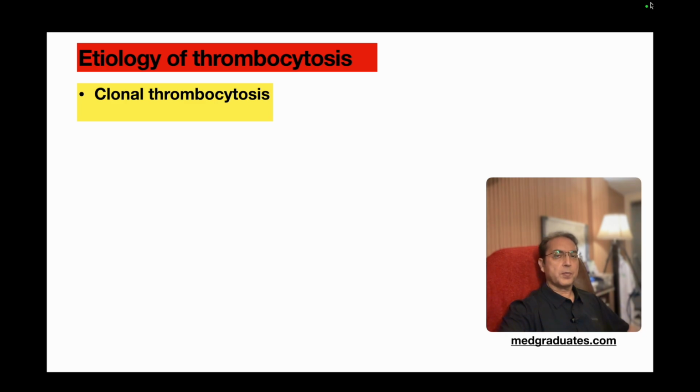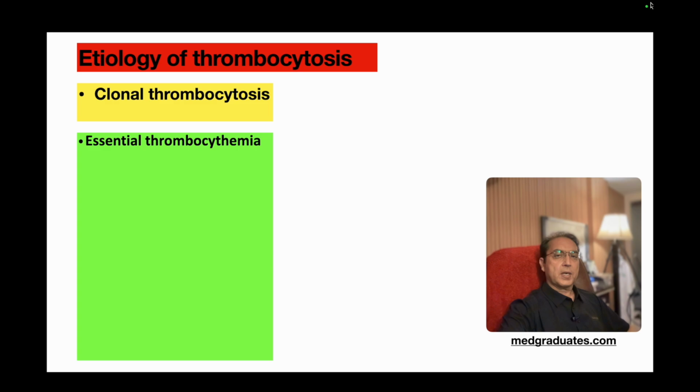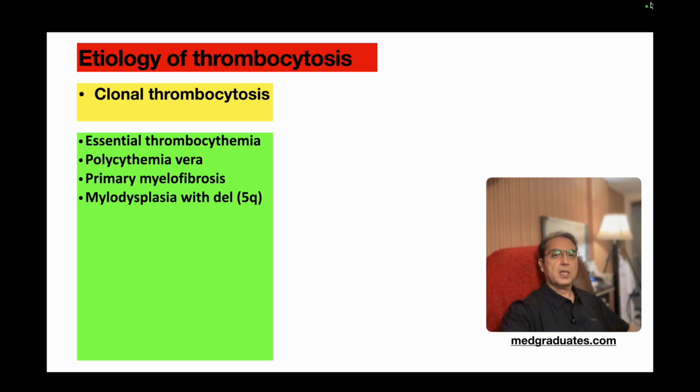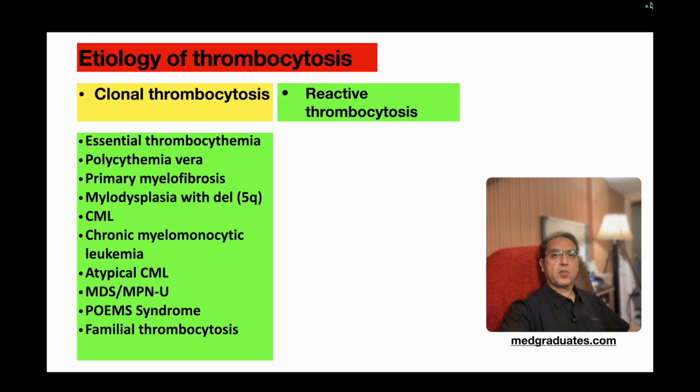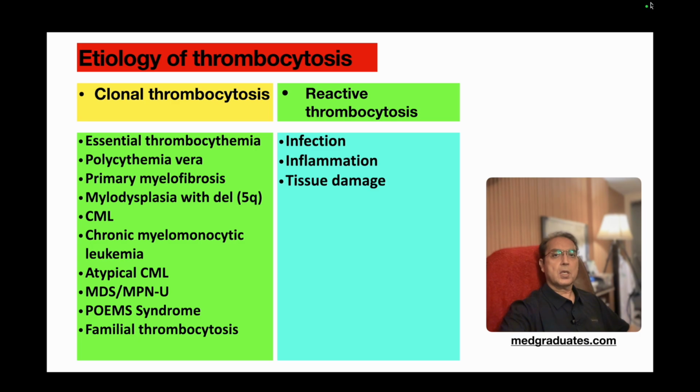This is associated with many conditions. Essential thrombocythemia is the main one. Then you can have this in polycythemia vera, in primary myelofibrosis, myelodysplasia with deletion at the 5q chromosome, chronic myeloid leukemia, chronic myelomonocytic leukemia, atypical chronic myeloid leukemia, myelodysplastic syndrome, myeloproliferative neoplasms, Point syndrome, and familial thrombocytosis.